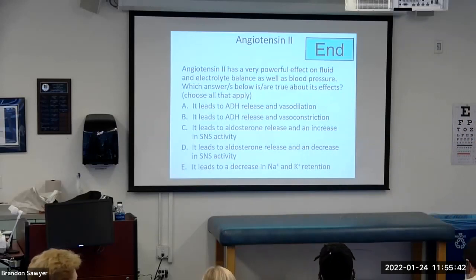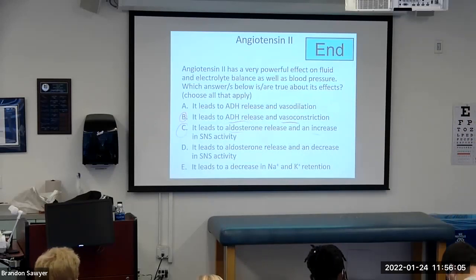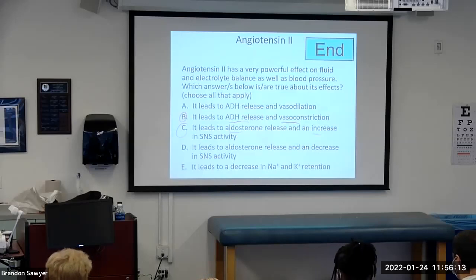So most people are saying B and C. Okay, so it leads to ADH release. So it goes directly to our posterior pituitary, causes ADH to be released. It's also a direct vasoconstrictor too, right? So it actually binds to our blood vessels and causes vasoconstriction. Okay, it also goes to our adrenal cortex, causes aldosterone release. And then it also just activates our sympathetic nervous system. What it actually does is increase the sensitivity of all of our adrenergic receptors, so the same amount of epinephrine binding causes a greater response. And that's kind of the way that works.